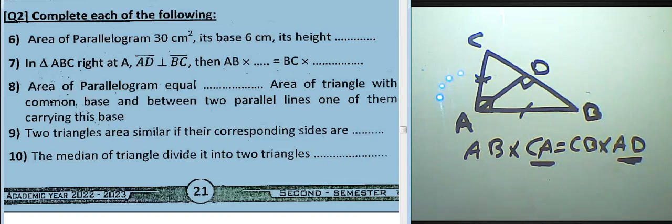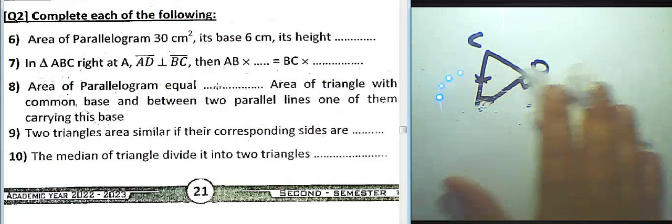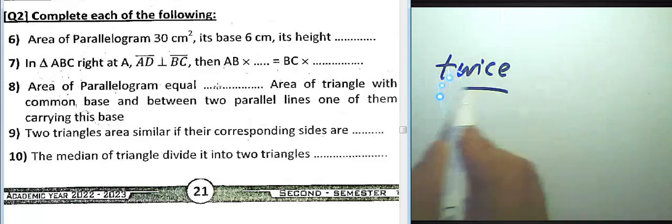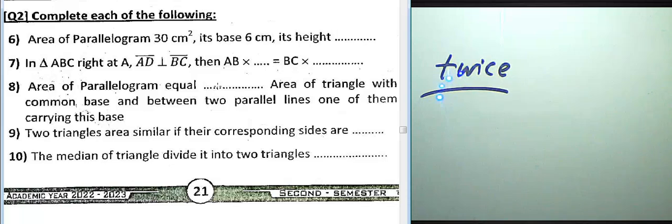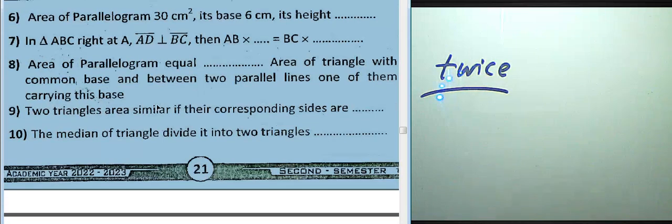Question 8. The area of a parallelogram equals twice the area of a triangle with a common base and between two parallel lines, one of them carrying the base. He asked about the ratio between the area of the parallelogram and the area of the triangle: twice. The area of a parallelogram equals twice the area of a triangle with a common base and between two parallel lines, one of them carrying this base.